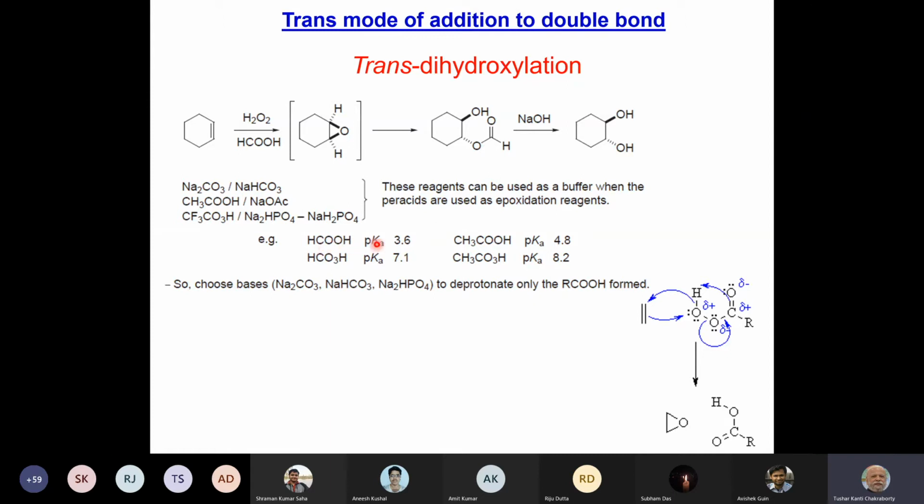Carboxylic acid, for example, formic acid, has a pKa of 3.3. The pKa shows the strength of the acid, and this is more acidic than its corresponding peracid, which has a pKa of 7.1. Acetic acid has a pKa of 4.8. Acetic acid is like vinegar, what we use all the time. And its corresponding peracid has a pKa of 8.2.